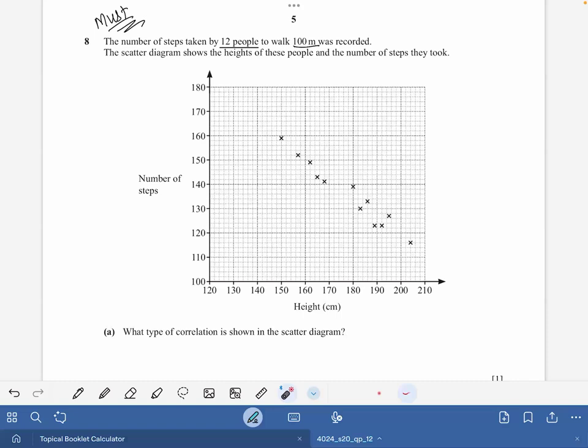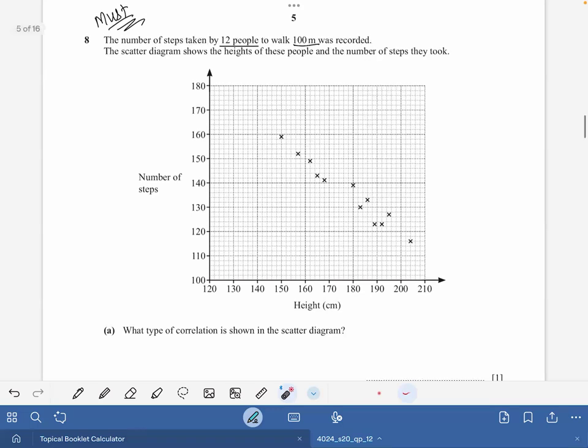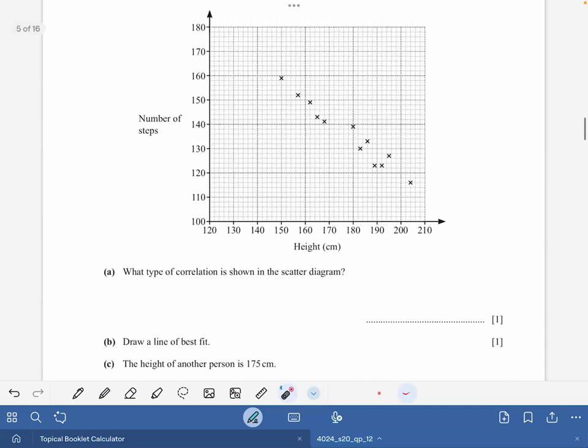In the diagram you can see one thing: is this a positive correlation or a negative one? There are two choices only, positive and negative. So what type of correlation is shown in the diagram? It is a negative correlation.